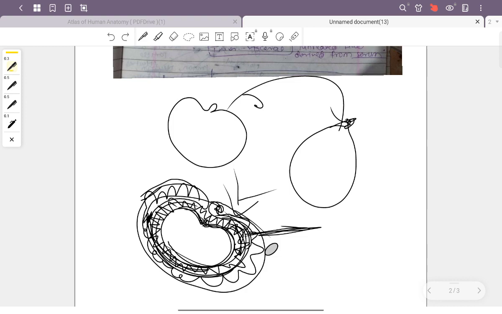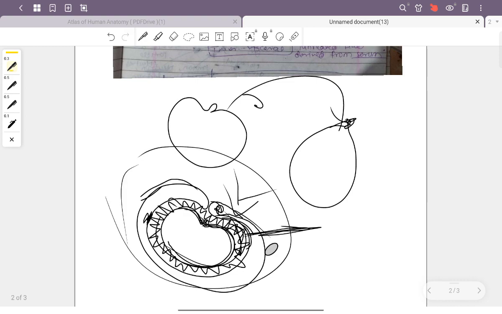Let me show you that image again. This is the final structure we'll get. That's how the organ and the serous membrane connection stays together. So that is the final structure.